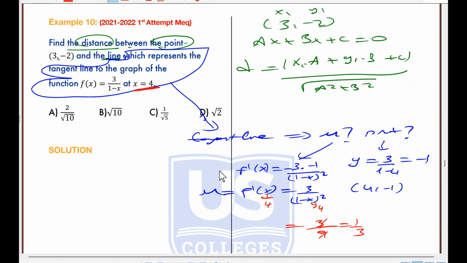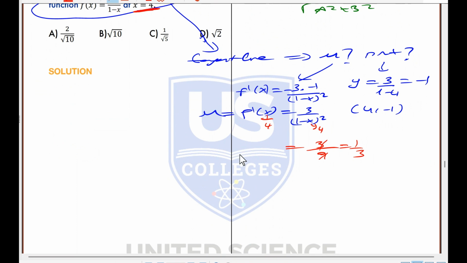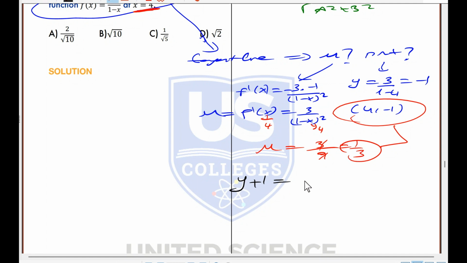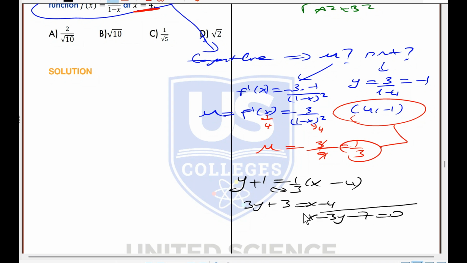So now I have a slope, I have a point. Just combine them to write the equation. So y minus y1, negative 1, equals m, 1 over 3, times x minus x1, 4. So let's cross multiply. 3y plus 3 equals x minus 4. Let's bring everything to one side to write the equation in general form. x minus 3y, negative 4, negative 3 makes negative 7, equals 0. So that's my equation of tangent line.